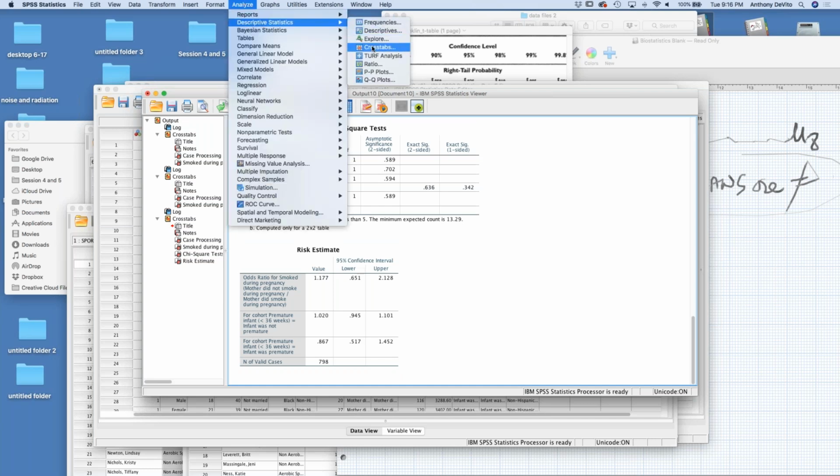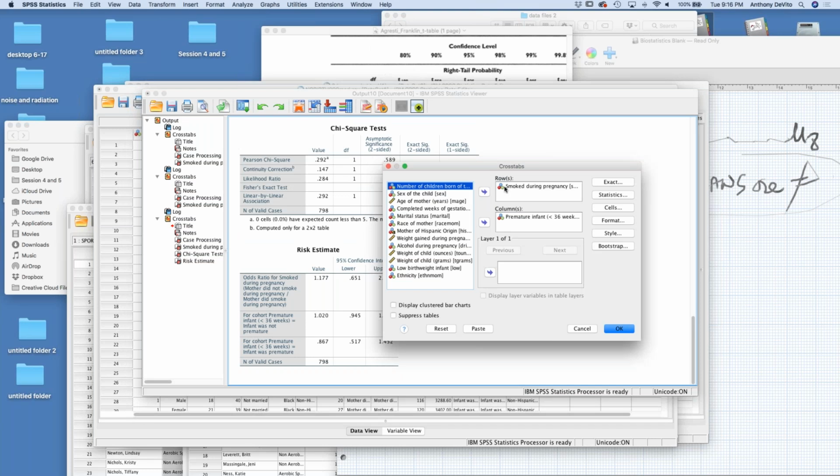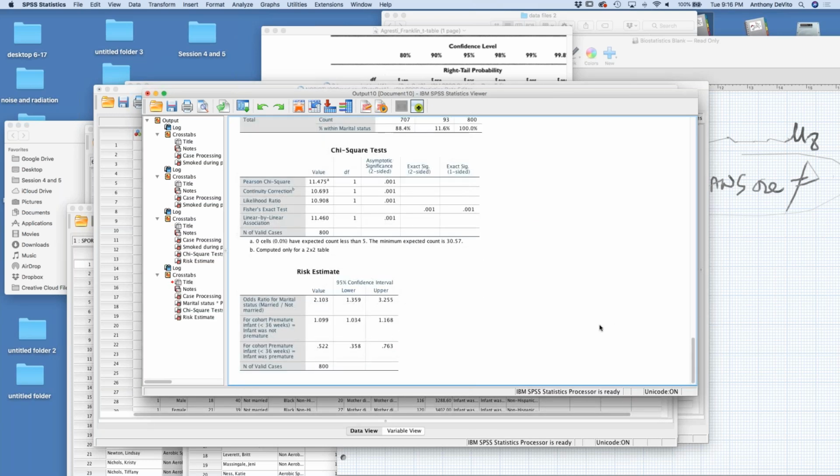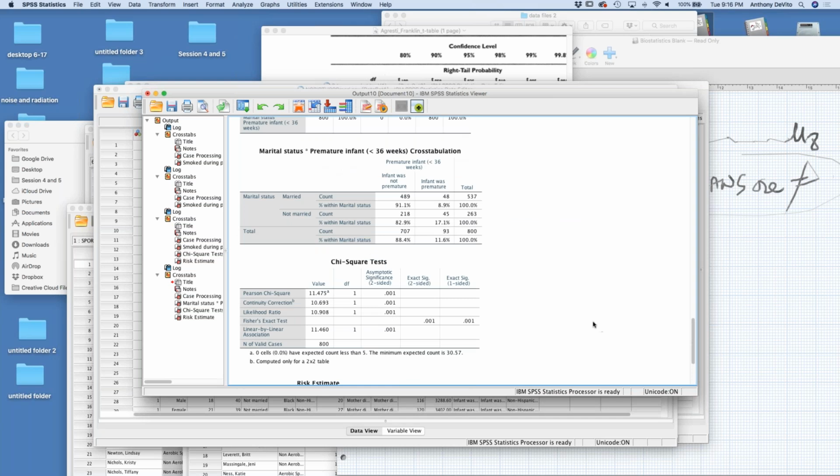Okay, let me see if I can do one more of these, just to see if I can catch one where it actually works. Go to crosstabs. This time I'm going to take out smoked. And how about marital status? Let's see if marital status makes a difference. Let's take a look at marital status.